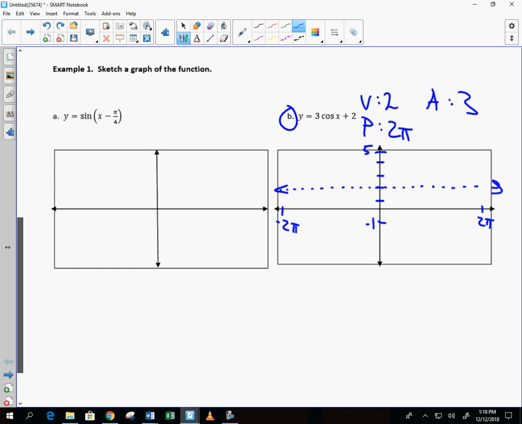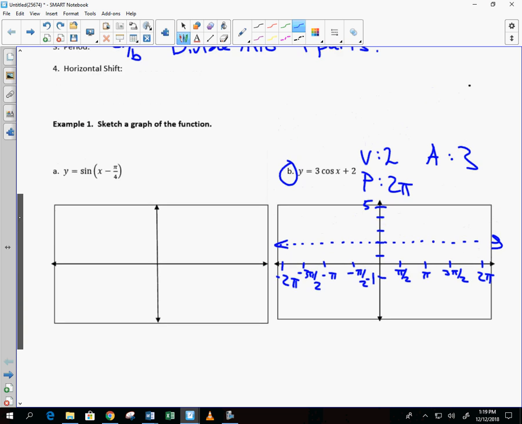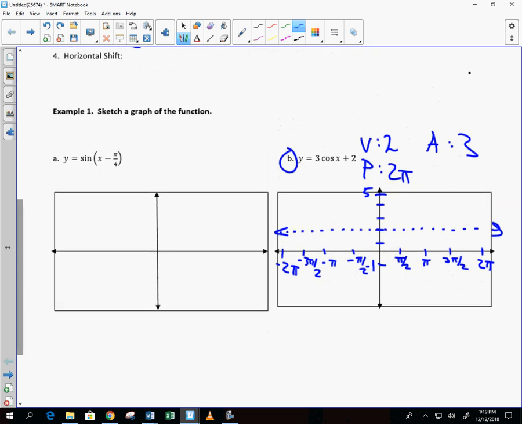What's half of 2 pi? Pi. Half of pi, pi over 2. What's the other mark? 3 pi over 2. Other side, I do the same thing. Negative pi over 2, negative 3 pi over 2. Last part.